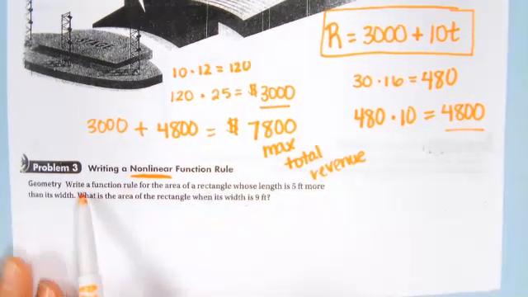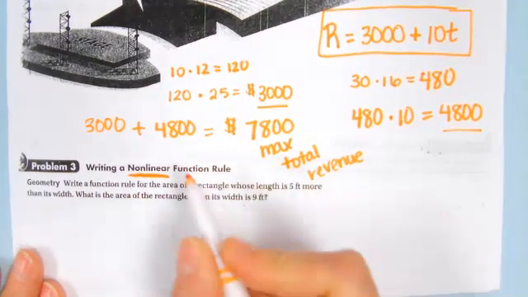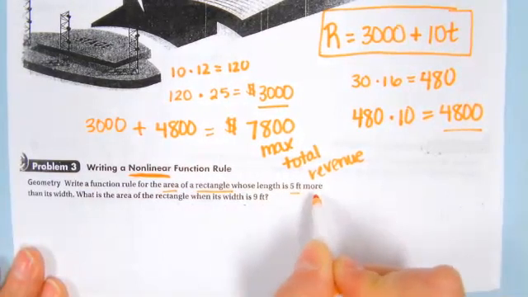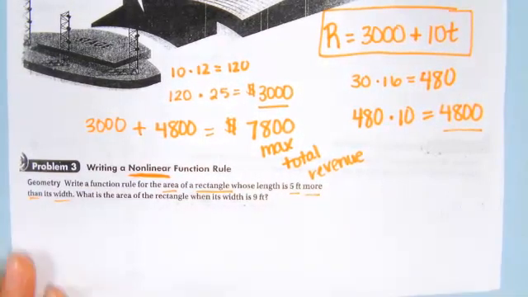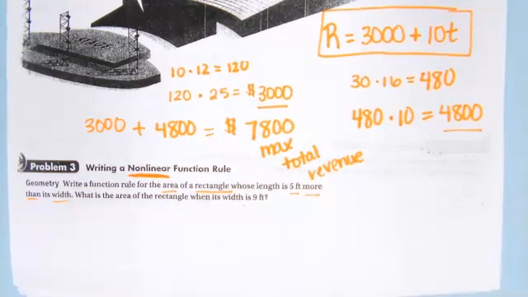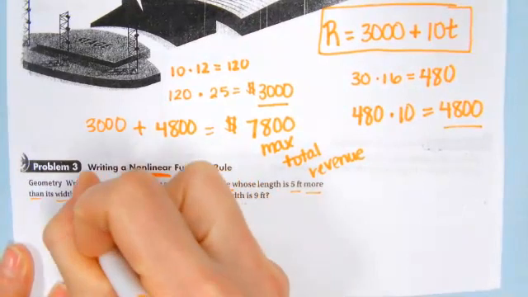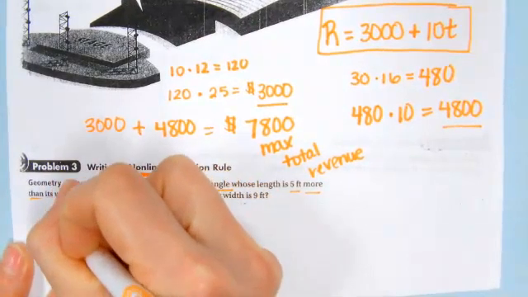So let's look at this one. Write a function rule for the area of a rectangle whose length is 5 feet more than its width. What is the area of the rectangle when the width is 9 feet? Okay, these non-linear ones, sometimes it's a lot easier if you can draw yourself a little picture, okay? So if we're talking about the area of a rectangle, it's real easy. Let's draw a little rectangle. Even I can do that, and my art skills, whoo.